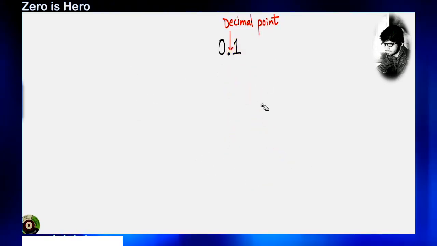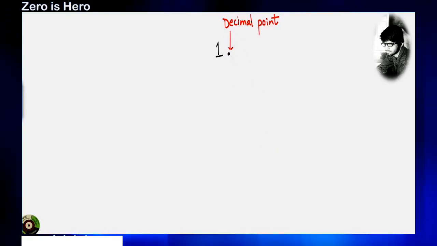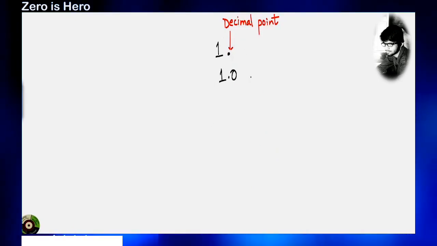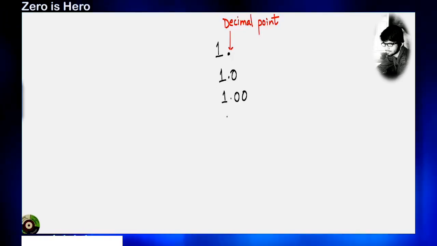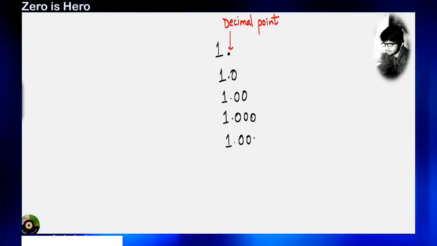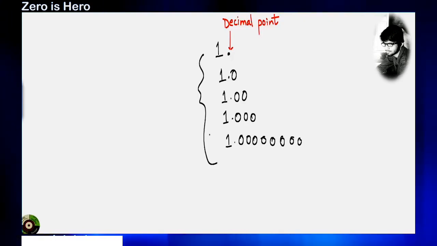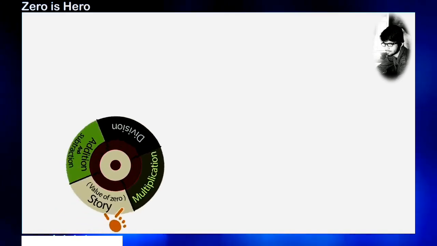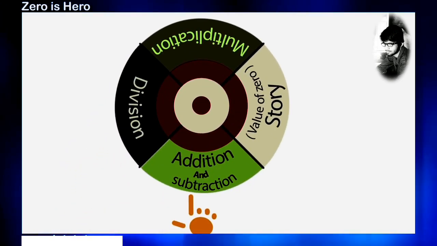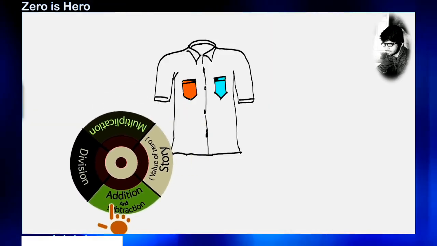Now what if the decimal is after the number 1? Will it change the number? No, it won't. You add as many zeros you want by putting a decimal point after 1. The number will still remain same. So let's see some more effects that a zero can have on a number.